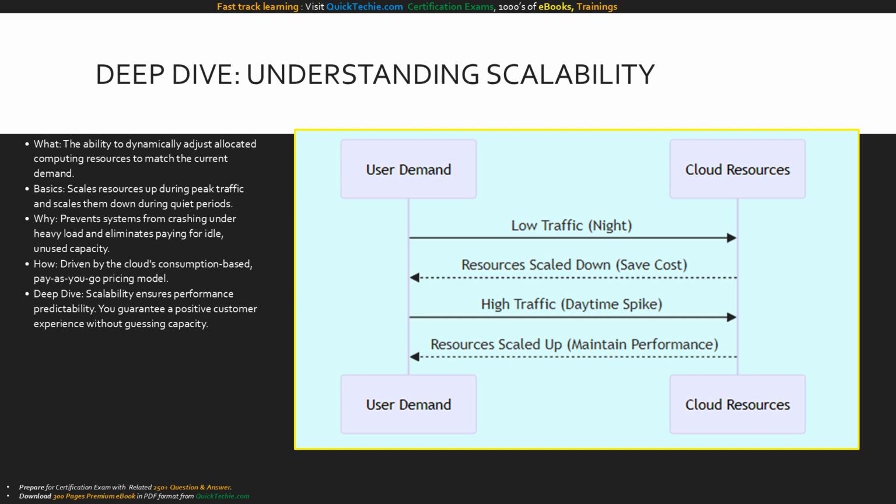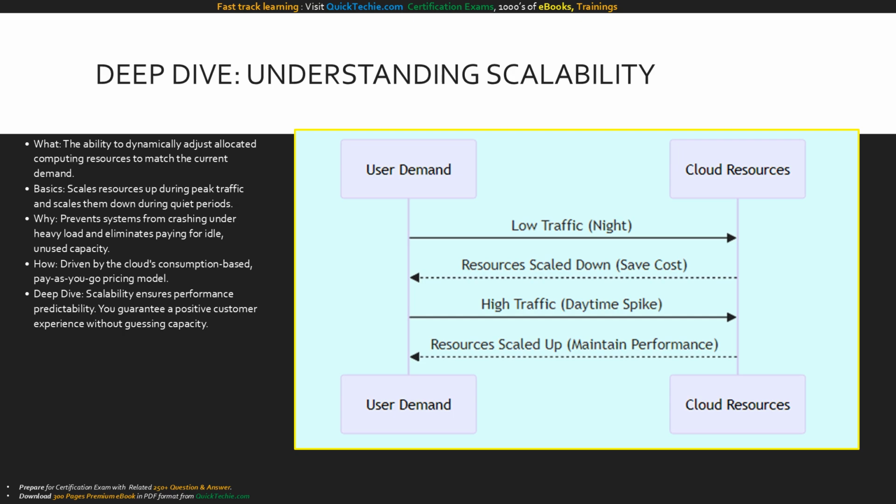Let us interpret the sequence diagram to see the temporal flow of scalability. We have 2 actors here, user demand on the left and cloud resources on the right. The sequence starts with a low-traffic event, such as nighttime hours when users are asleep. The cloud resources intelligently respond by scaling down. This action directly saves the business money because fewer servers are running.